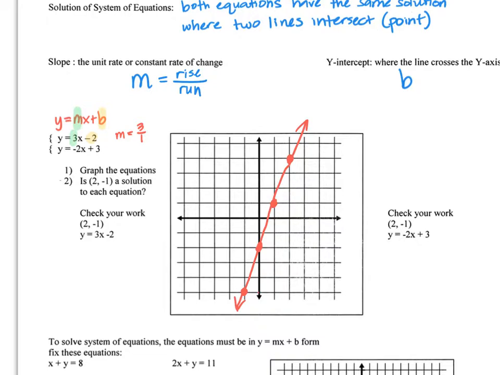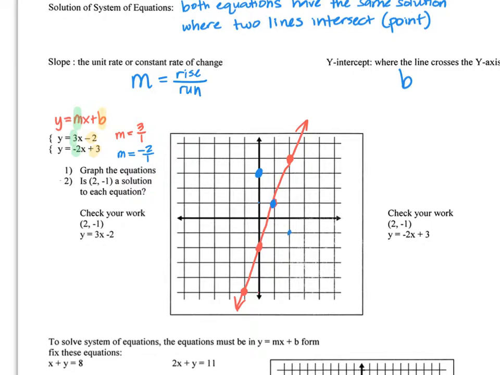My second equation has an m, or a slope of -2, and a y-intercept of +3. So we start at +3. That's our y-intercept. That's right here in blue. And our slope of -2, I just put -2 over 1. And that means I'm going down 2. From here, I'm going down 2, and I'm going right 1. Down 2, right 1.